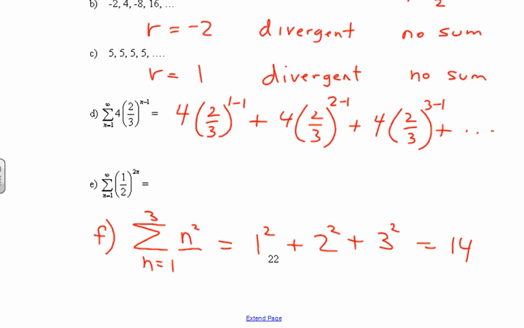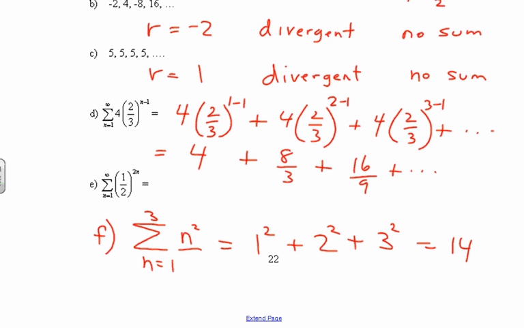All right, so what we get here is 4 times 2/3 to the 0, which is 1. So 4 times 1. Here we'll have 4 times 2/3, which is 8/3. Here we'll have 4 times 2 squared over 3. 2 squared is 4, 16/3. Sorry, these are wrong. 16 ninths. Let's put that down there.